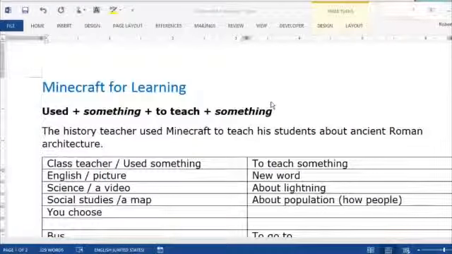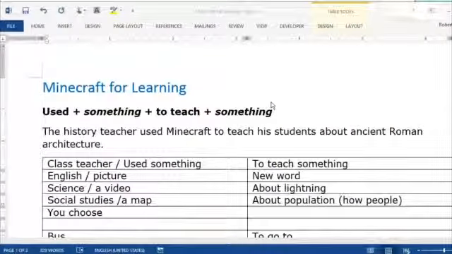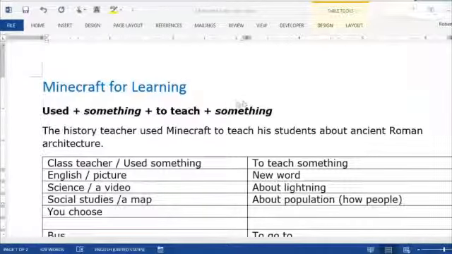Welcome to another podcast. The reason for this topic today is that some teachers have used Minecraft for learning. So today we want to find out how this teacher uses Minecraft in his class.